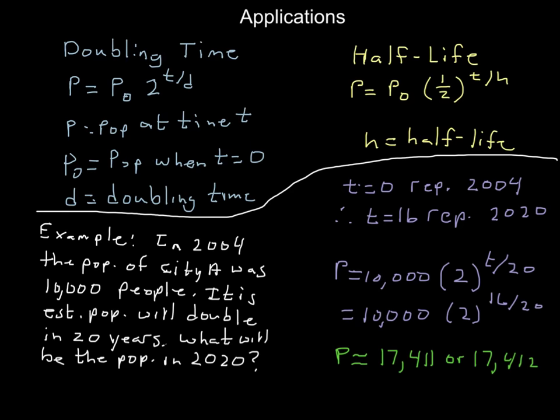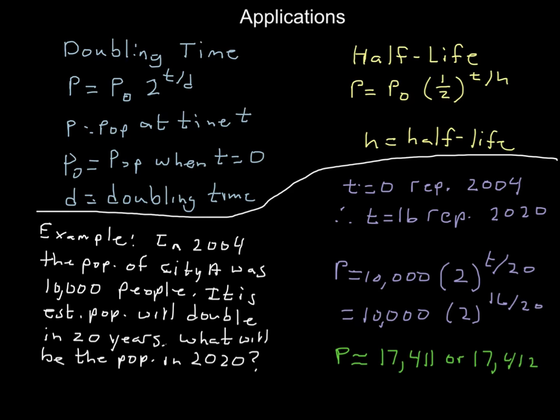What information you will be given is the doubling time, and some measure of time, in terms of number of years or days or hours, whatever they happen to be looking at. And they're going to either give you P or P0, and they're going to ask you to find the other. It's really what's going to happen.